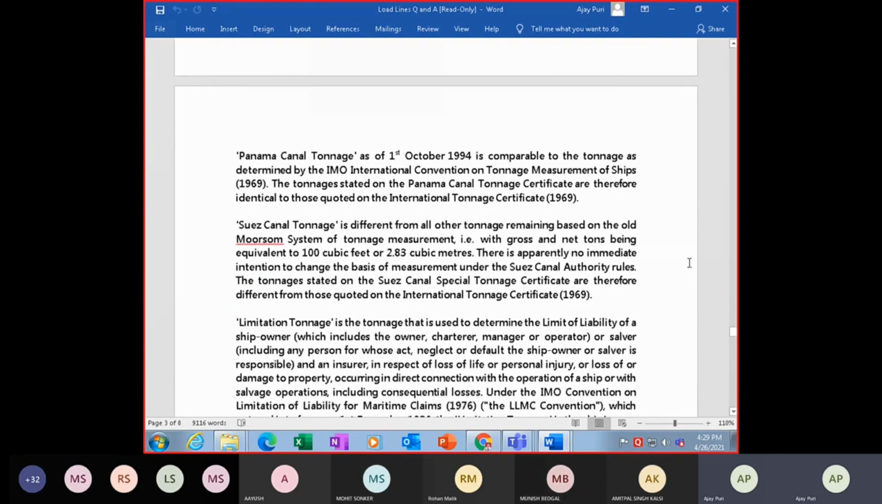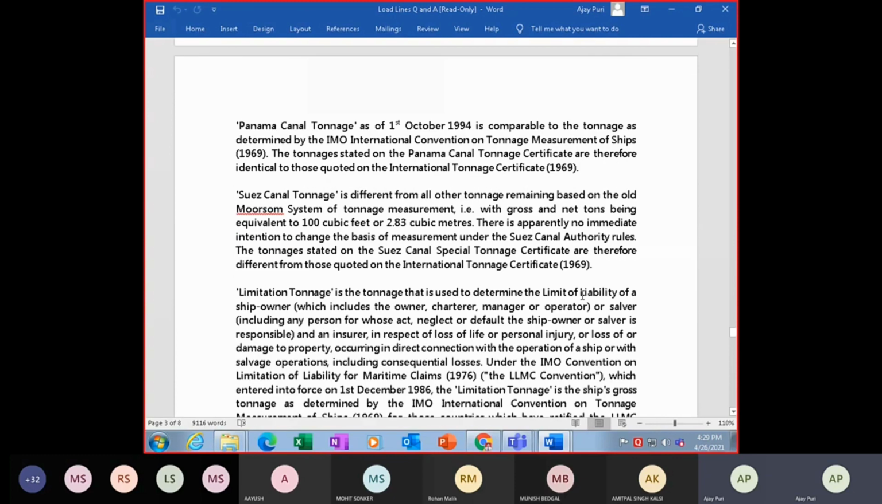Then you have got Suez Canal tonnage. That is different from all tonnage, based on the old Bursum system of tonnage, जहाँ वो 100 cubic feet के बेसिस में वो अभी तक ग्रॉस स्विस कैनाल टनेज में चल रहा है. There is apparently no immediate intention to change the basis under Suez Canal Authority rules. So the tonnage stated on Suez Canal tonnage are therefore different from the international tonnage certificate.